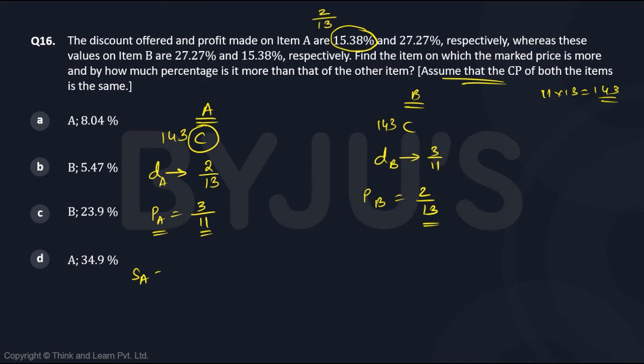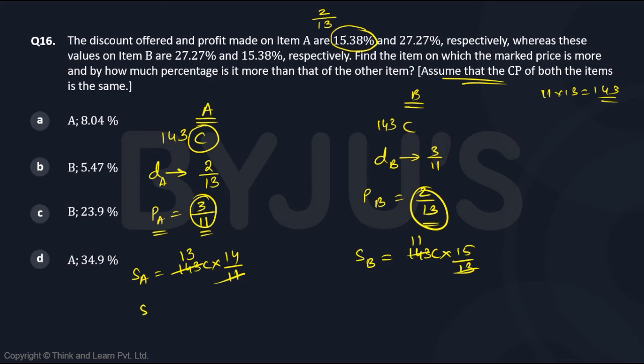Selling price of A is what? 143 cost price into the fraction of 3 by 11 increase. So that is 1 plus 3 by 11, which is 14 by 11. Similarly, selling price of B is 143 cost price into profit increase. So 1 plus 2 by 13, that is 15 by 13. Now 11 goes 13 times and 13 goes 11 times.